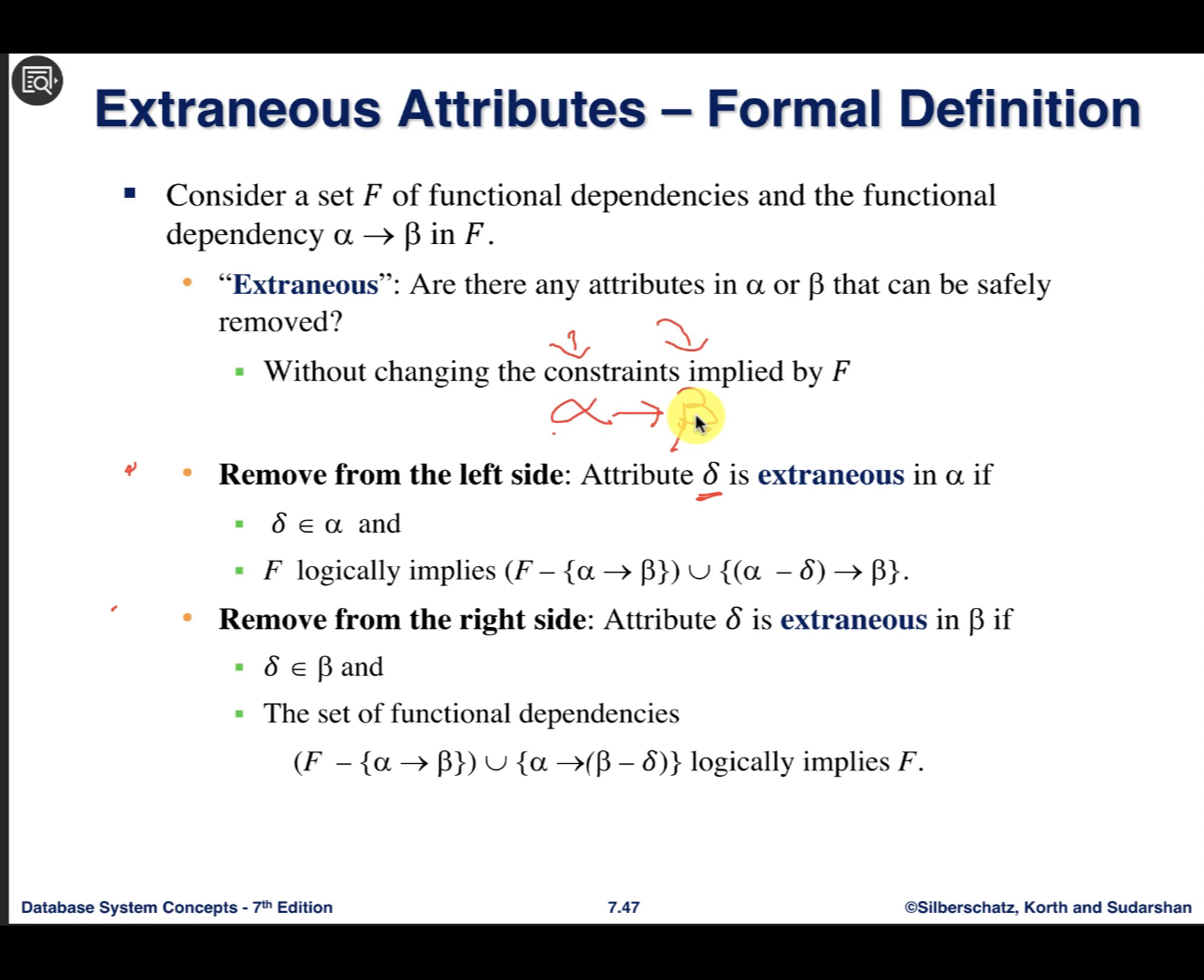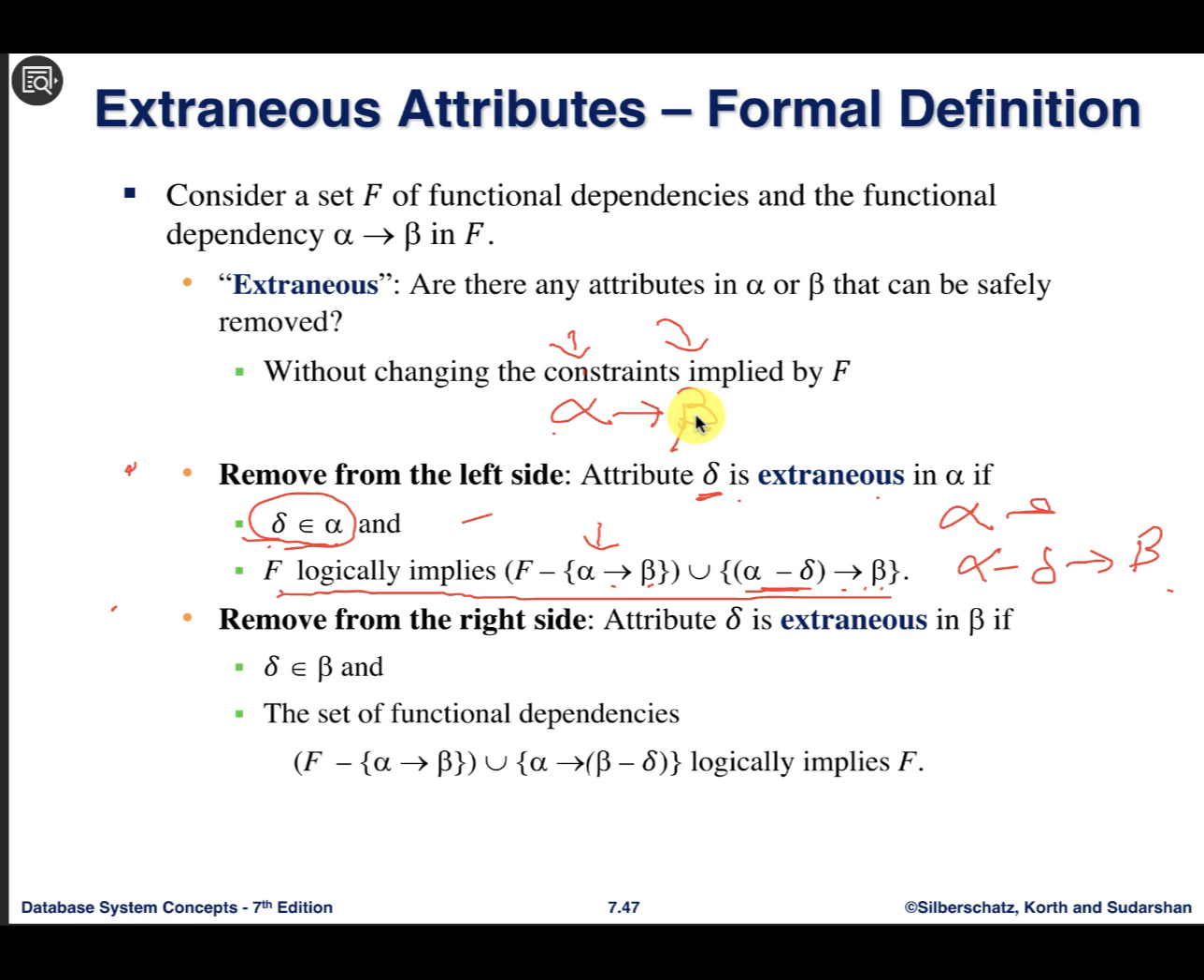So attribute delta is going to be extraneous, an extra attribute, in the way that F and only F, for example, delta belongs to the attributes of alpha on the left-hand side, and I'm still being able to logically imply this. If you remove delta from alpha, so alpha minus delta determines beta, and add it to the set of functional dependencies F, I'm still being able to reach this one. I'm still able to make alpha minus delta determine beta here. That's the meaning here. It's going to be clearer in the next slide. Just keep in your mind, this is the formula to try to remove delta from the left-hand side and see whether you're still able to reach the right-hand side starting from the left-hand side minus this attribute. In other words, the value of delta is not important. With or without the value of delta, I'm still being able to reach beta.